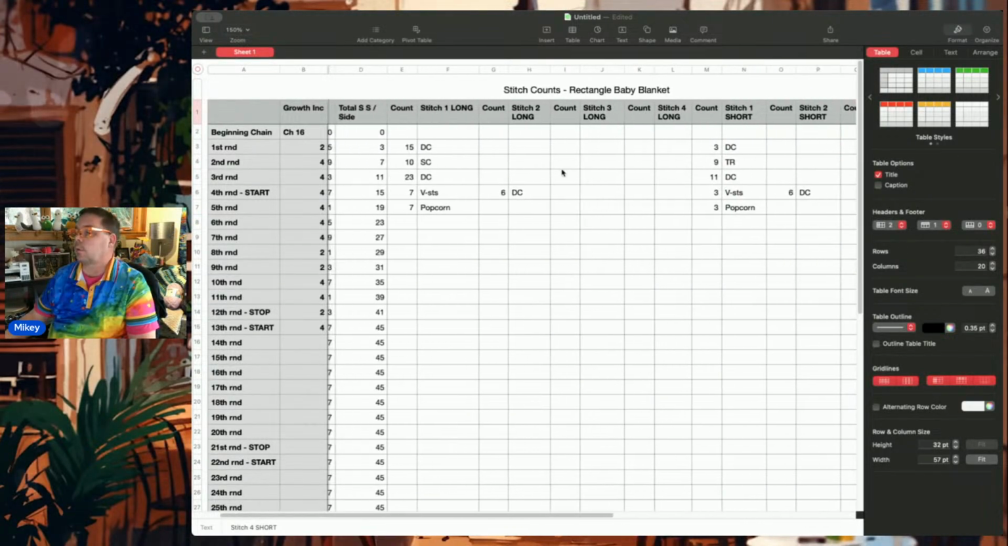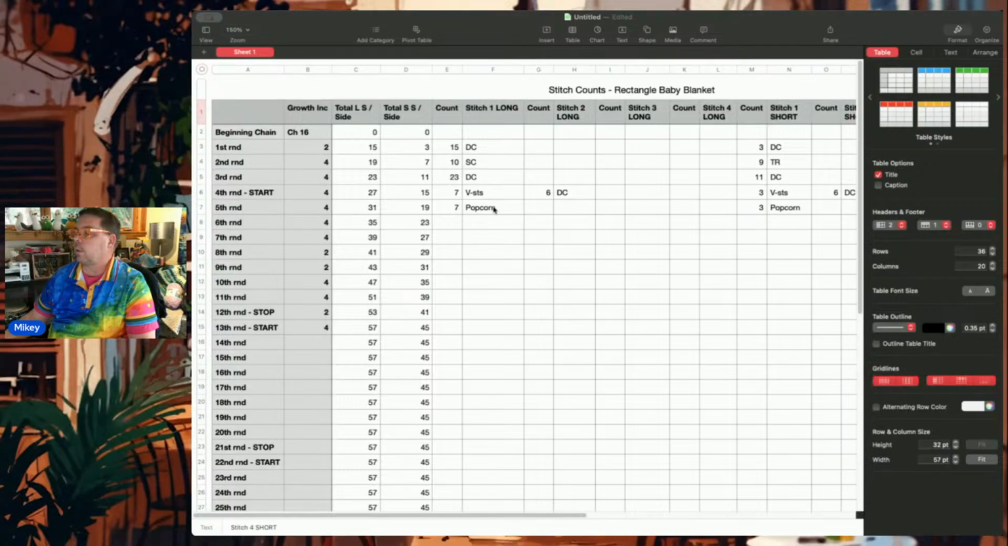Short. Okay, so where are we here? So we have a popcorn. We also have a chain 2. So 1, 2, 3, 4, 5, 6. So we have 6 chain 2s. And we have 6. We have 10 DC. And we have 2 chain 1.